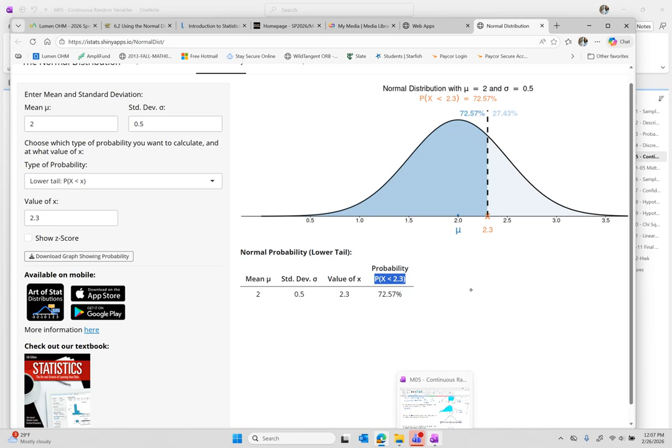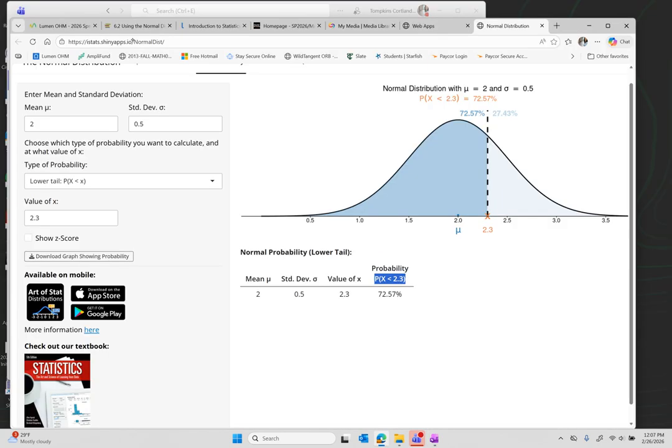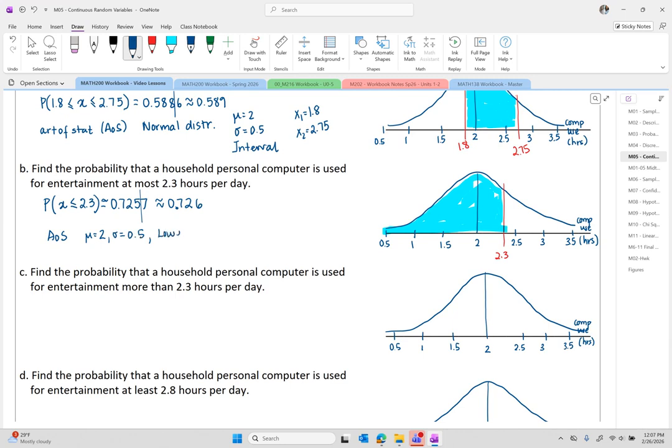The only problem is that this is given in percent form. I need to convert to a decimal. So this is approximately 0.7257. Let me double check that I'm writing the right number. 0.7257. I have to round to the nearest thousandth, which is approximately 0.726. And again, I used Art of Stat. I used the mean of 2, the standard deviation of 0.5. I did a lower tail, and my value for x was equal to 2.3.